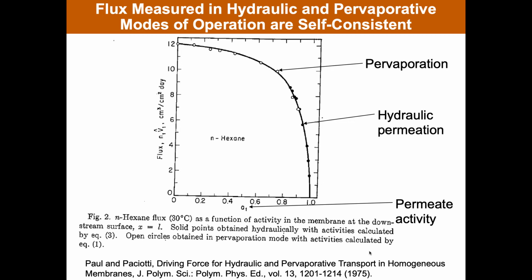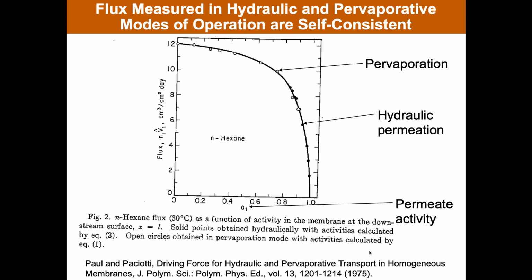Now, what's happening in the pervaporation case? What's the situation up here? The permeate activity is 0. What would that correspond to in the pervaporation experiment? Full vacuum. Full vacuum on the permeate side. Ambient pressure, liquid upstream. Now, as you ease off on that vacuum and raise the perm pressure, the flux starts to drop off. And you raise the perm pressure more and more and more.